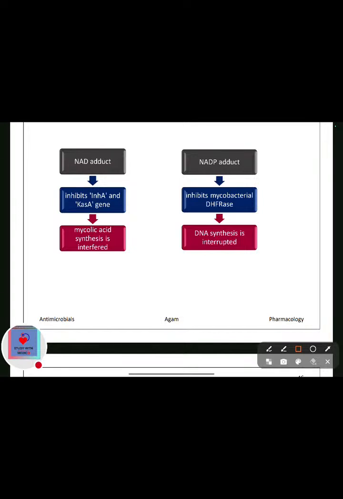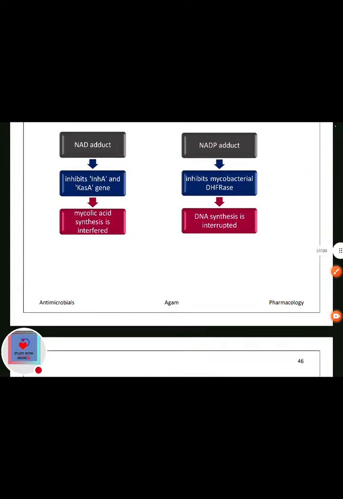One more adduct is formed, that is the NADP adduct. This inhibits the mycobacterial DHFRase enzyme, so DNA synthesis is interrupted. So this is the mechanism of action.